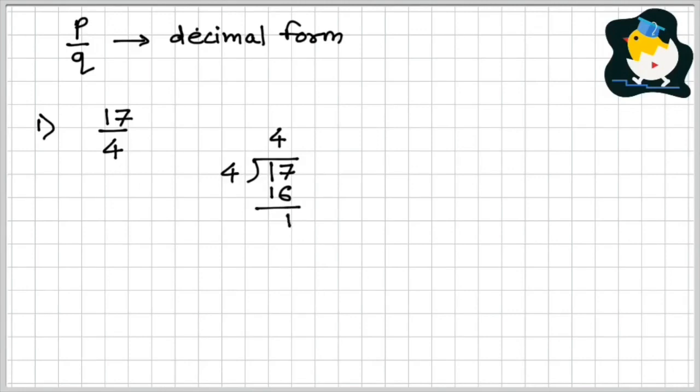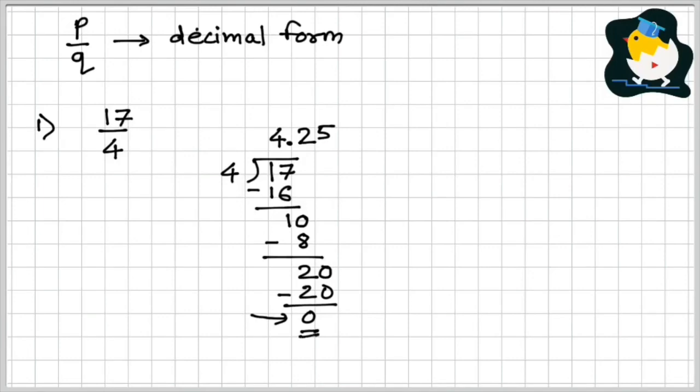Now the answer looks to be 4, but we can continue. I can put a point here, so 4 point, and take one more extra 0. So it is 4 eights, right? Then if I subtract again, it will be 2 here. I will have to take another 0, and then 4 fives are 20, and after subtracting we get 0.